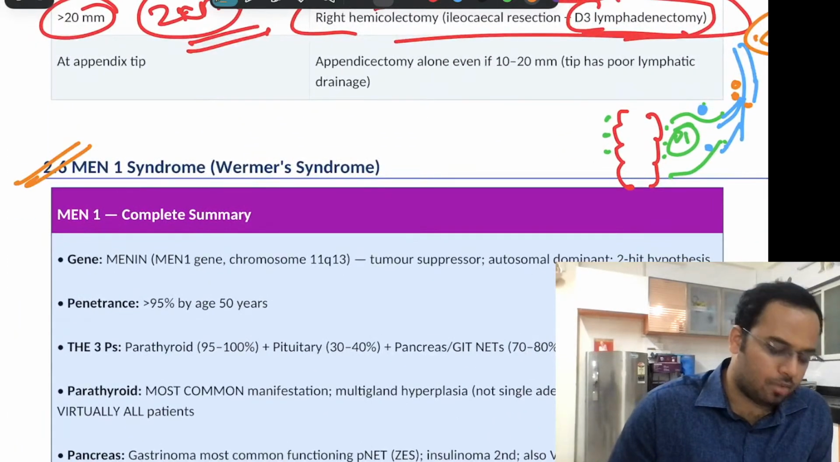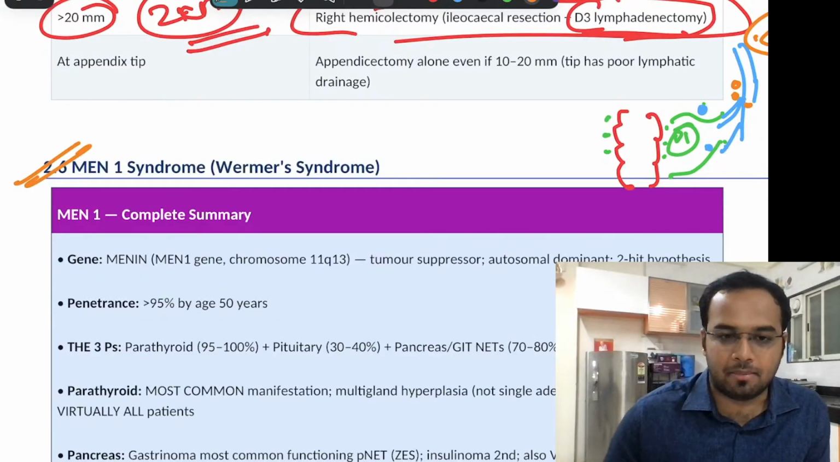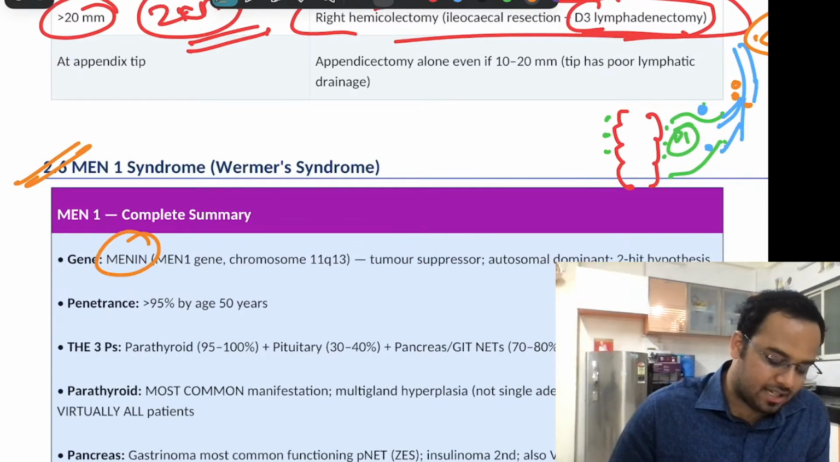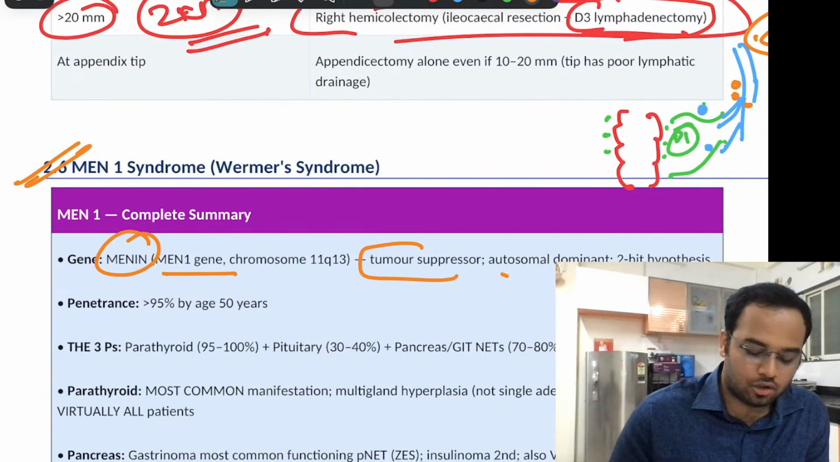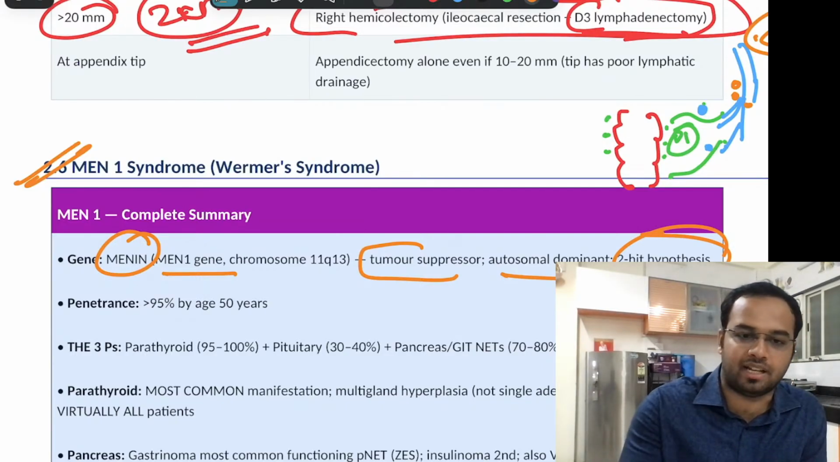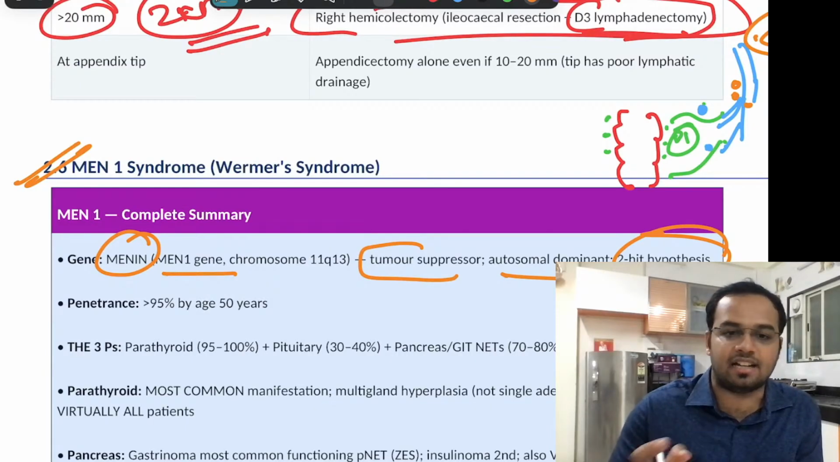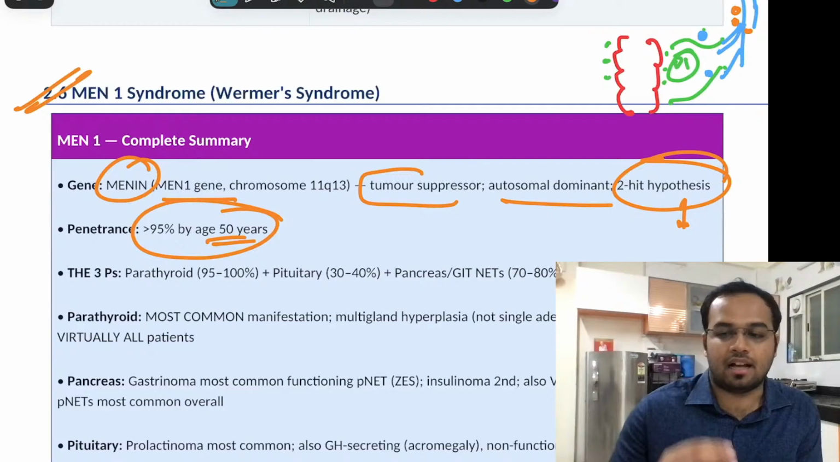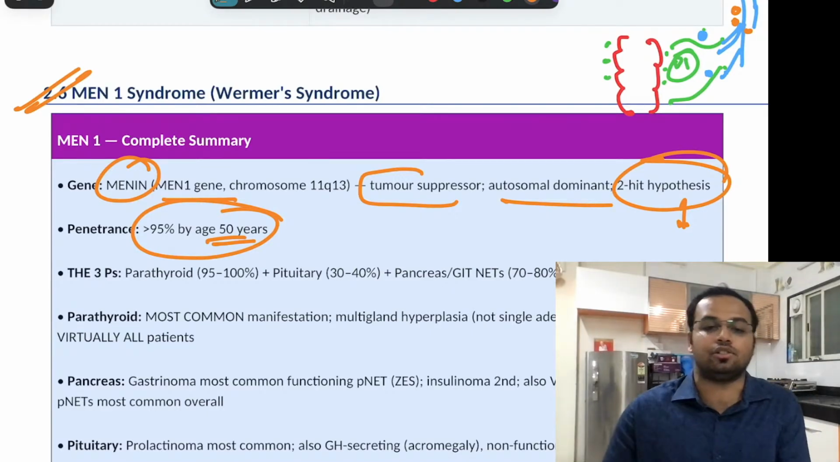Now we are talking about MEN 1 syndrome. We have already discussed MEN 2 syndrome: MEN 2A, MEN 2B, familial thyroid carcinoma, and when to do prophylactic thyroidectomy. MEN 1 is about the menin gene, the MEN 1 gene, a tumor suppressor gene, autosomal dominant, with the two-hit hypothesis. Two-hit hypothesis means that when the baby is born there are no complications, but some environmental factor causes a second hit and the patient gets the tumor. Penetrance is 95%. So if the patient is going to have a child, since it is autosomal dominant, there is a 95% chance that the child is also going to have the disease.